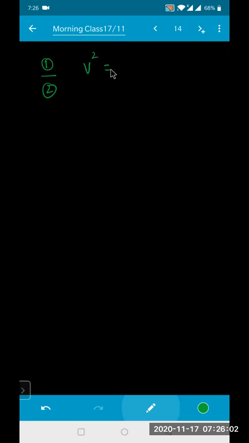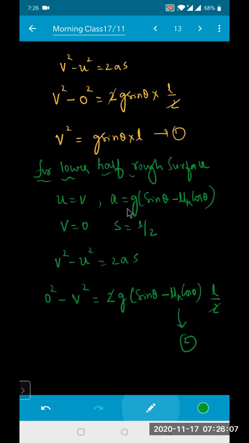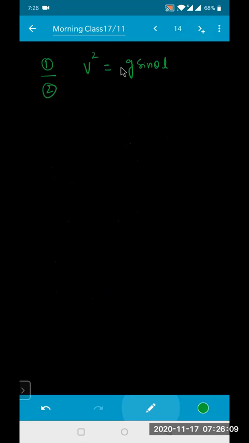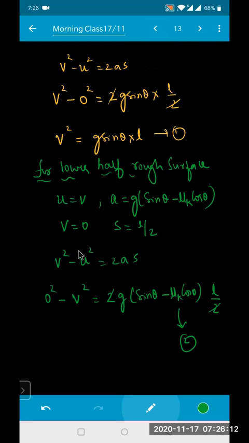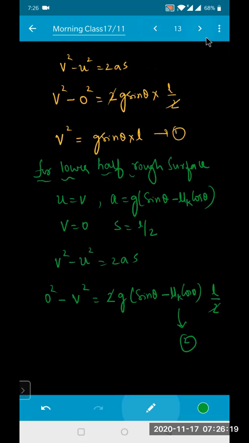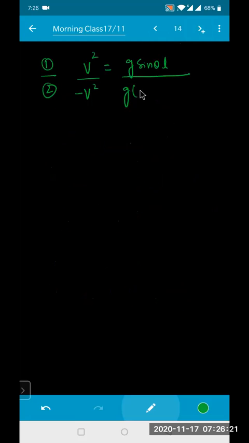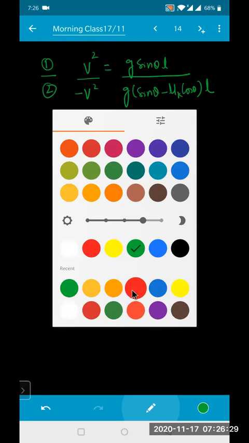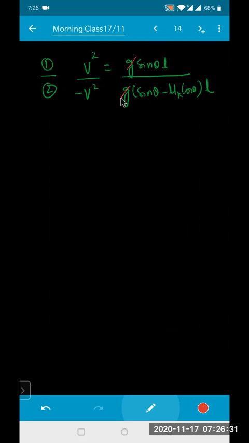Equation 1 divided by equation number 2. Equation 1 is v square is equal to g sine theta into L. Divided by equation 2, which is minus v square, divided by g sine theta minus mu k cos theta into L. Anything getting cancelled? Yes, this g gets cancelled, this L gets cancelled, v square is also getting cancelled.